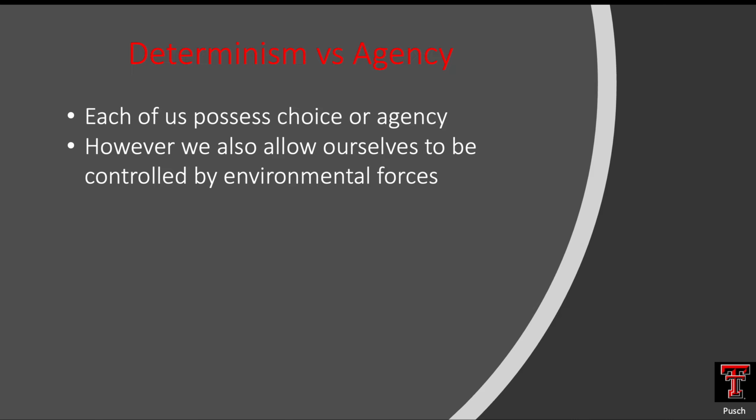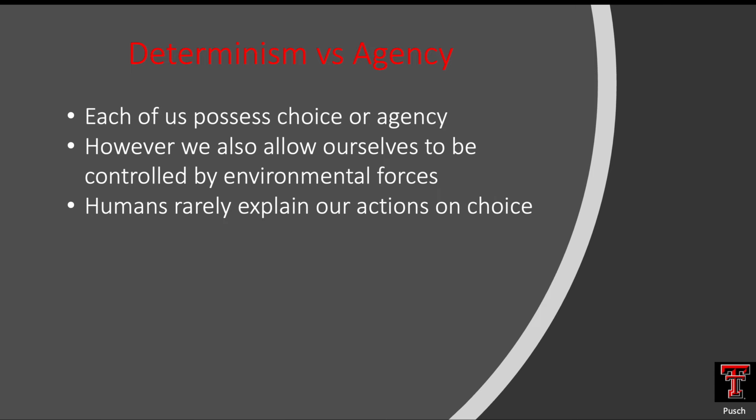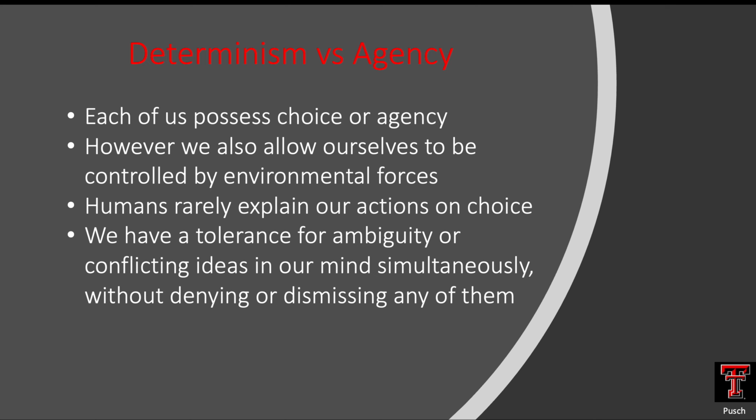We also allow ourselves to be controlled by environmental forces, but we also have agency and the ability to change the path that we're on. So humans, we rarely explain our actions on choice, and we have a tolerance for ambiguity or conflicting ideas in our minds simultaneously without denying or dismissing any of them. So again, looking for aggregates, looking for patterns, but we have to remember that people have agency, and we can never perfectly predict in social research.